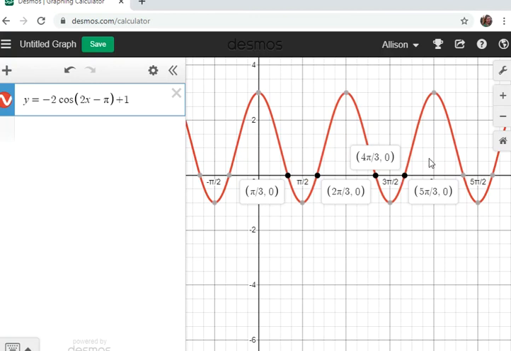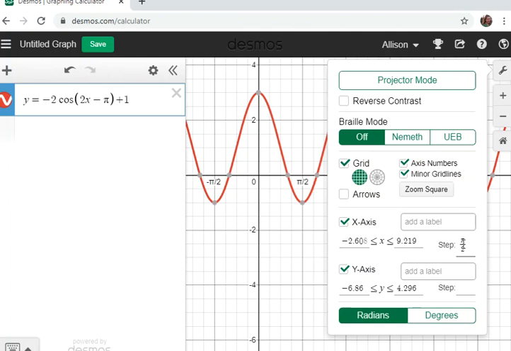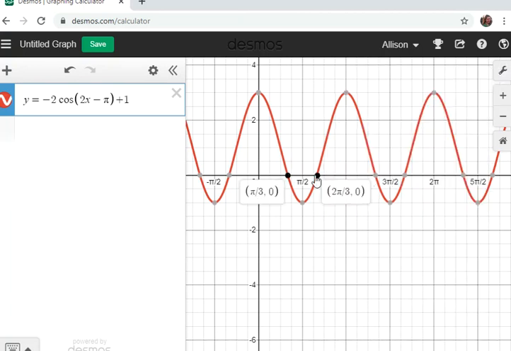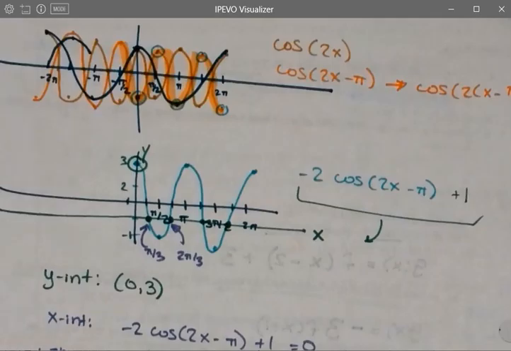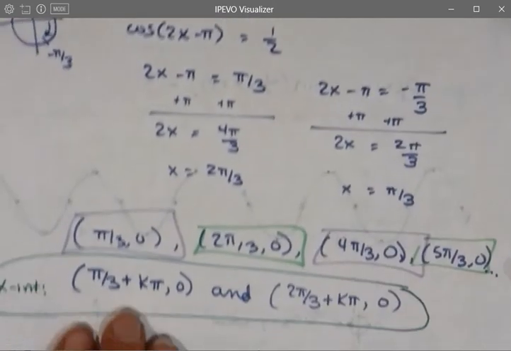x-intercepts. Again, if your graph is not giving you exact values right here, that's probably because you don't have a step in increments of pi. So just put in a step in increments of pi. Like my step is pi halves, and it's giving me lovely pi interval points right here. So I can see that the x-intercepts are indeed multiples of pi thirds and 2 pi thirds. So 4 pi thirds, 5 pi thirds, 7 pi thirds, 8 pi thirds, and so on. Just like we were able to find by hand.